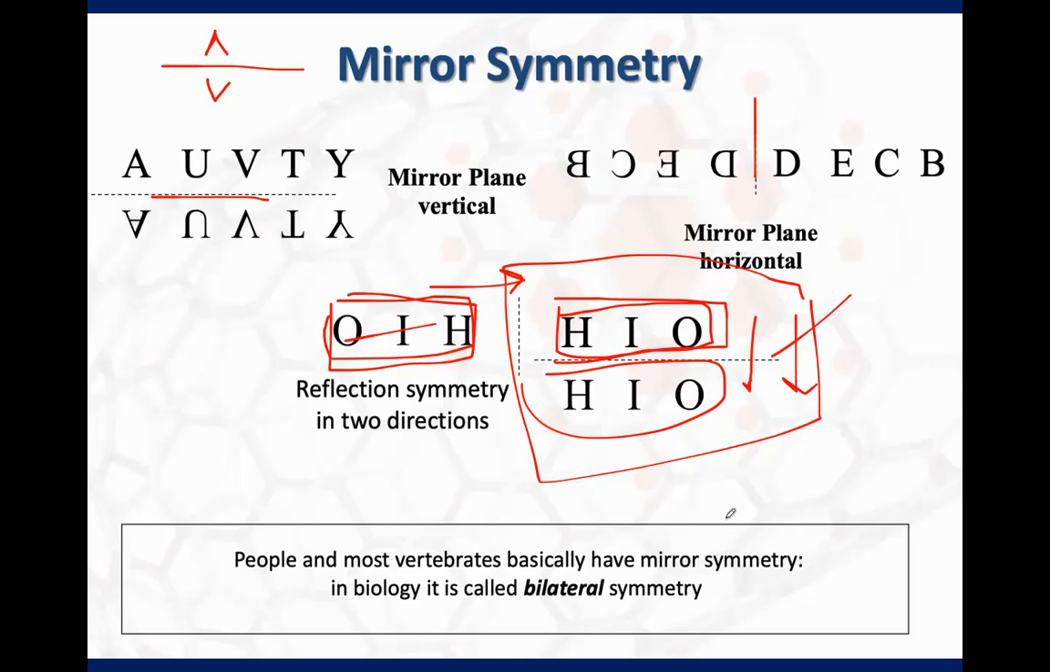Okay, you can take a good example with the people, vertebrates. They have a mirror symmetry. So biology people, you know that mirror symmetry. So what do you call this mirror symmetry in biology? It's called bilateral symmetry. Bilateral symmetry.